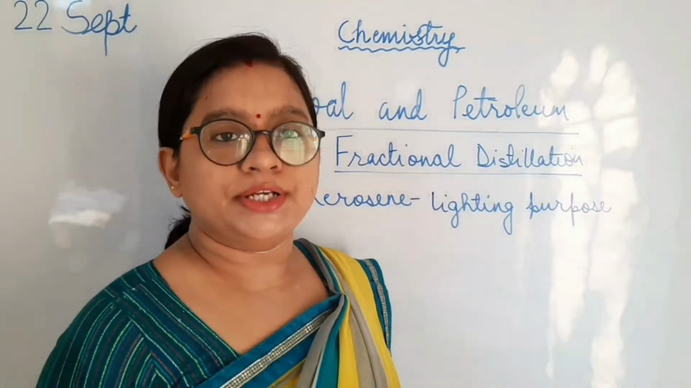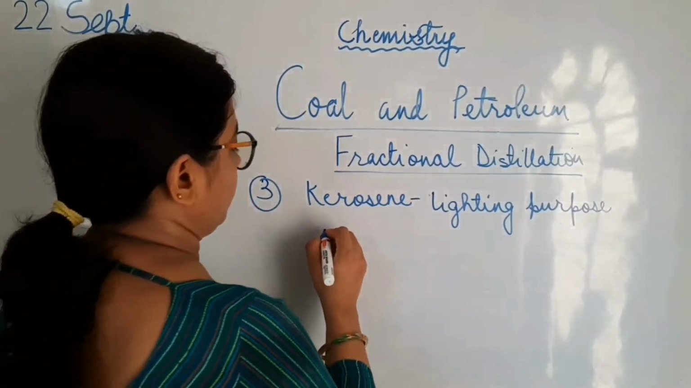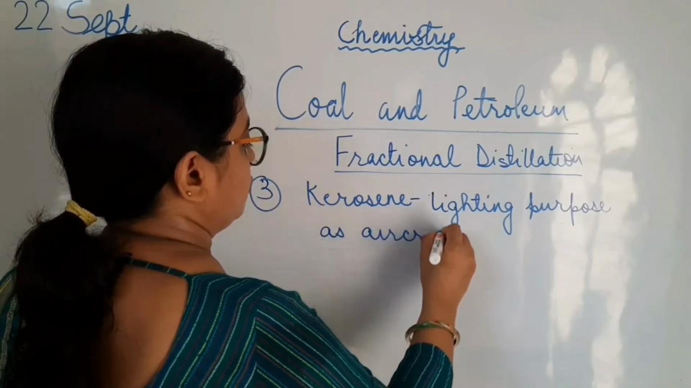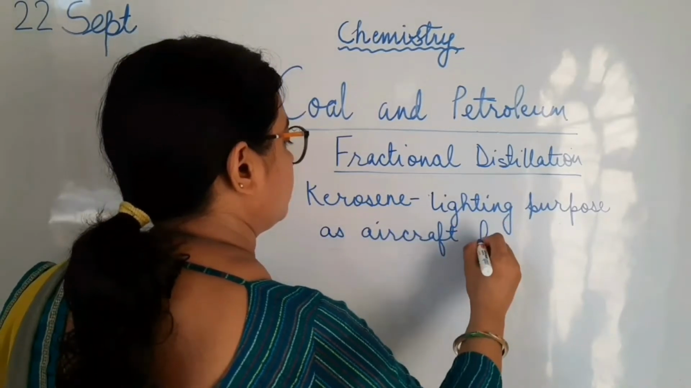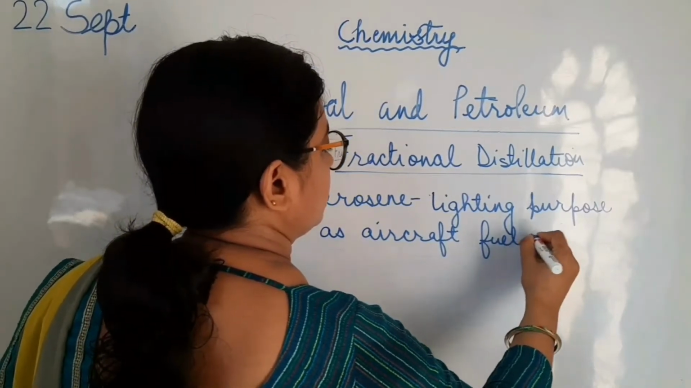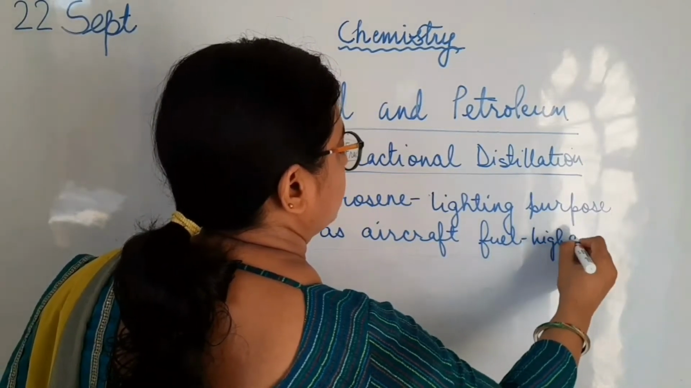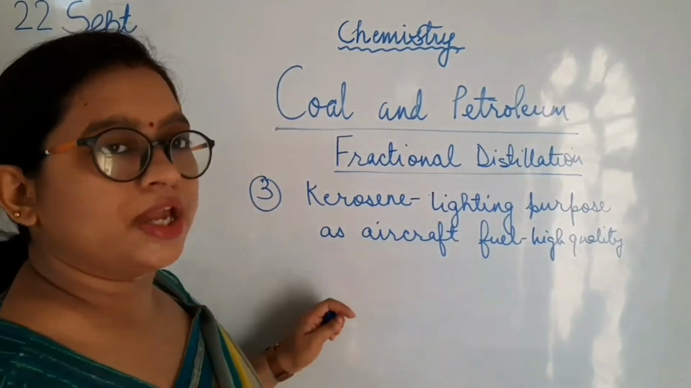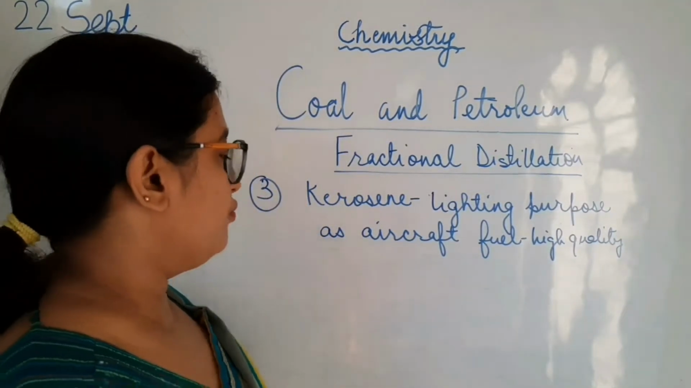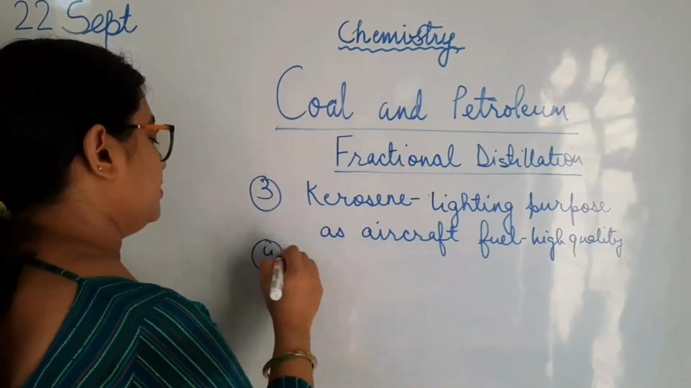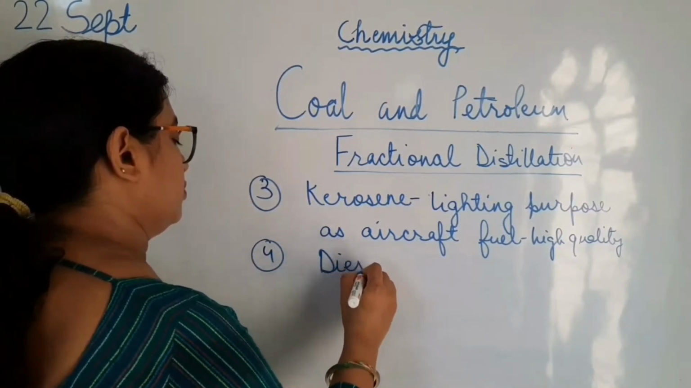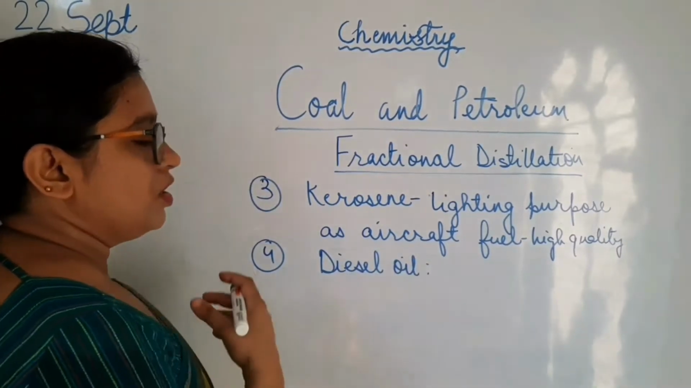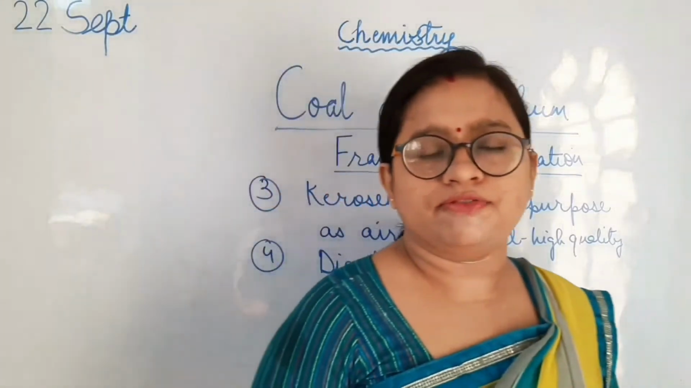Now, a very high quality type of kerosene is used in aircraft as aircraft fuel. Not all kerosene is used over here, but a high quality kerosene is used as an aircraft fuel. The fourth one is diesel oil.